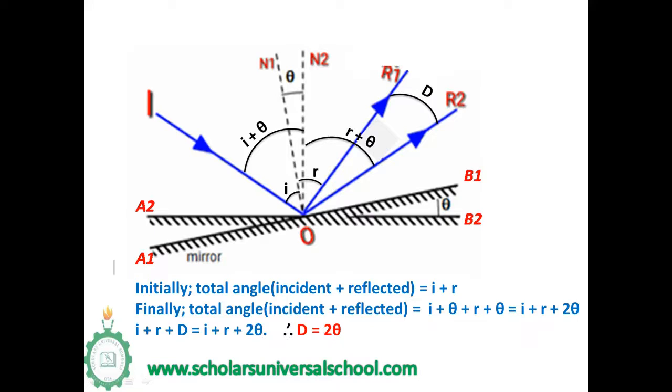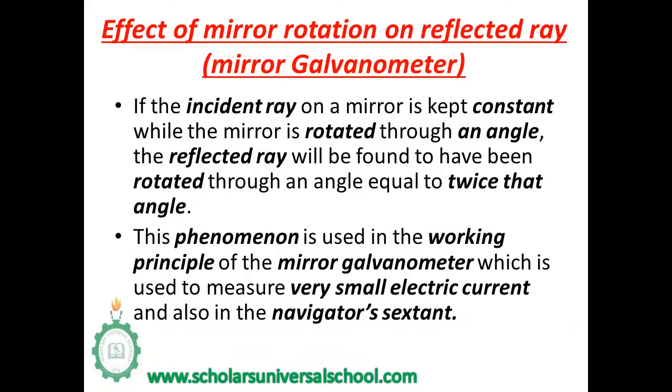The new total is I plus R plus 2 theta, giving us that our D is 2 theta, meaning the angle at which the reflected ray has been rotated through is equal to 2 theta, which is twice the angle at which the mirror was rotated. So you can see now that the law we have stated here is corresponding.